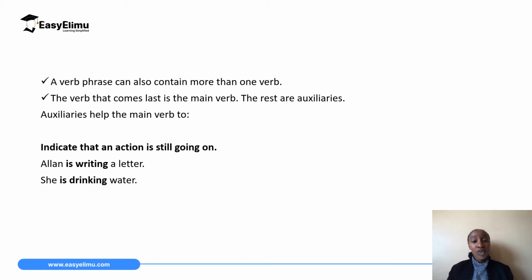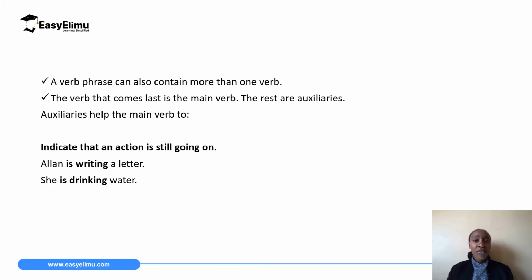So in a situation where you have more than one verb, the verb that comes as the last one is the main verb, and all the verbs before that are called auxiliary verbs. Auxiliary verbs are also known as the helping verbs. They help the main verb. For example, a sentence like, Alan is writing a letter. Is writing is our verb phrase. Is is an auxiliary verb, and writing is the main verb.